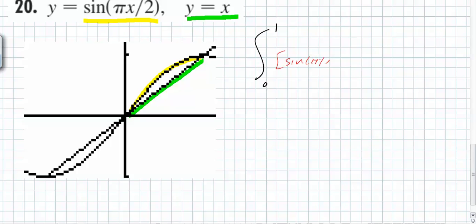Sine of pi x divided by 2. And what are we subtracting from it? x dx. Now, how do you integrate that?